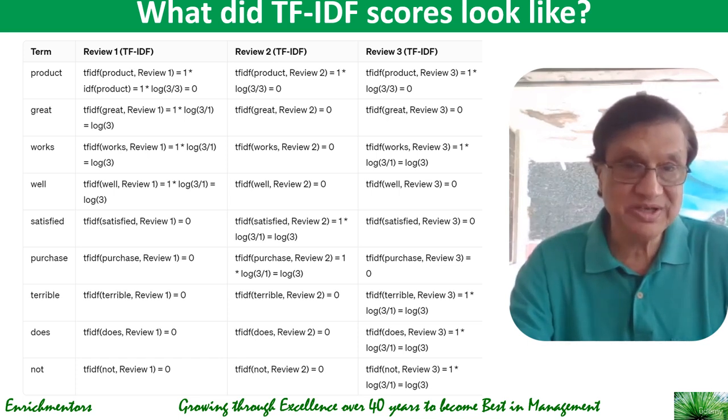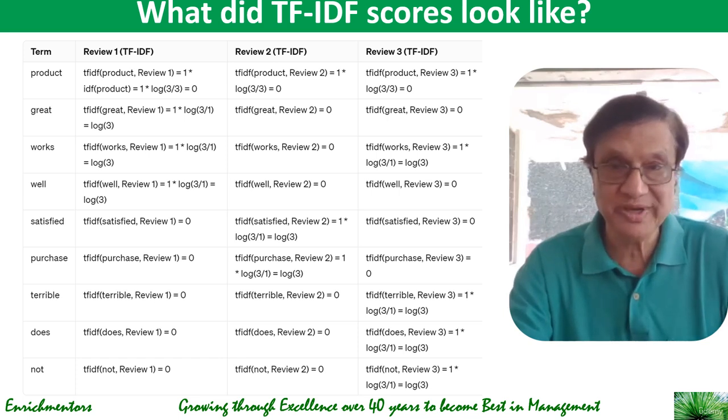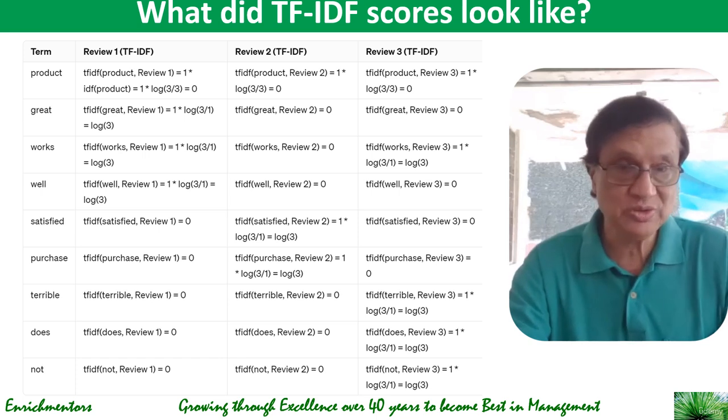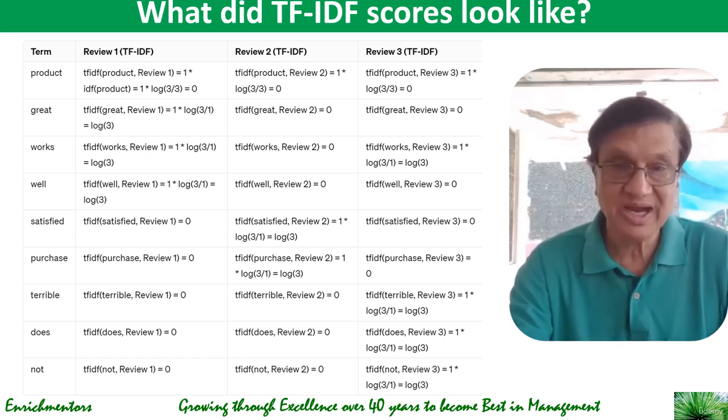In this example, the TF-IDF scores were calculated for each word in each review based on their term frequency and IDF. The resulting score represents the importance of each word in each review relative to the entire corpus of reviews. Words that are common across all reviews, like product, have low TF-IDF scores, while words that are unique to specific reviews, like great in review 1 and satisfied in review 2, have higher TF-IDF scores.